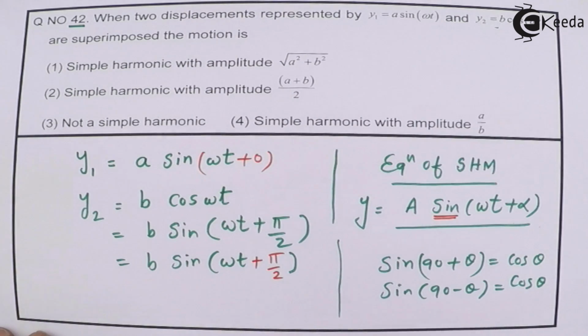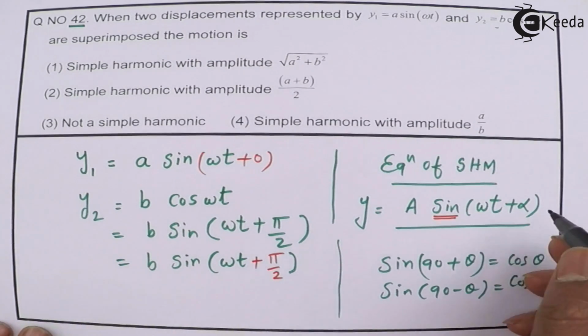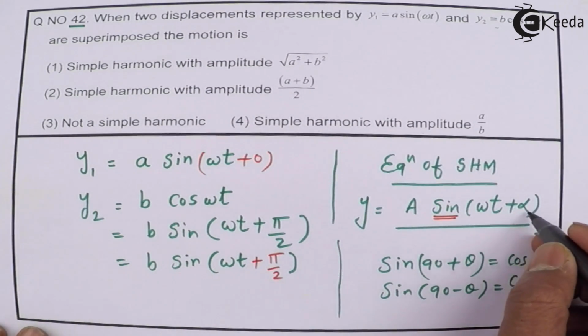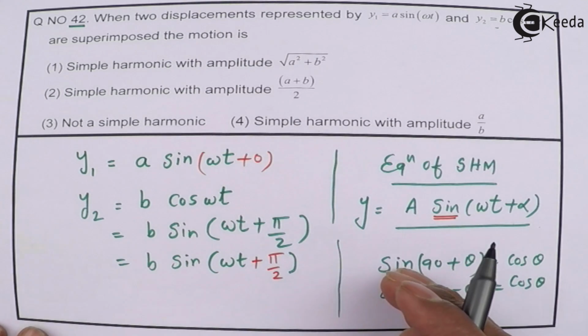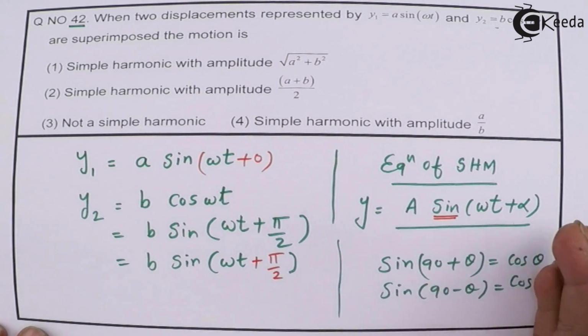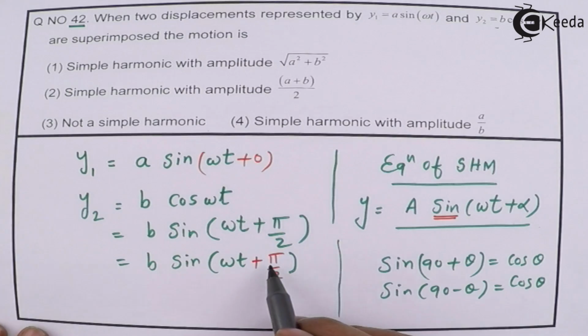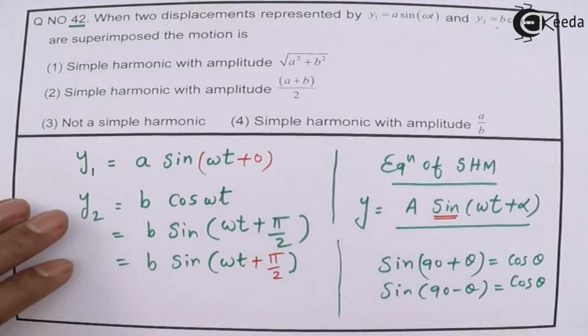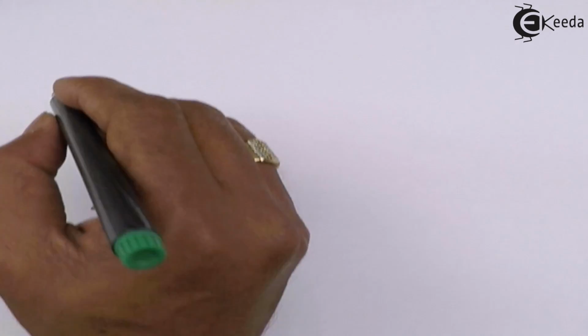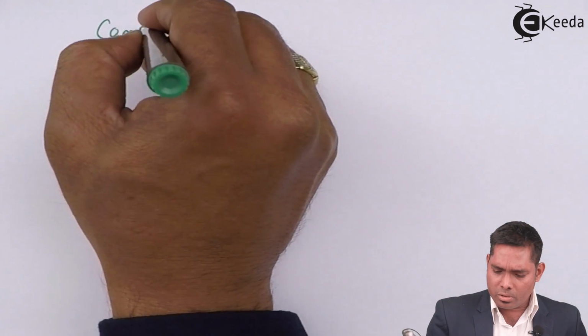Alpha represents the epoch of SHM. So this has to be mentioned. If nothing is there, that means it starts from the origin. If this is there, it is starting from the extreme point, that is the positive extremity. So this has to be defined. Then only you add these two. If I add these two, you will know the result from the composition of two SHM.